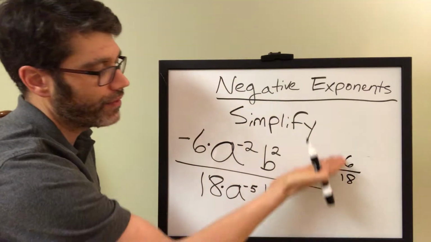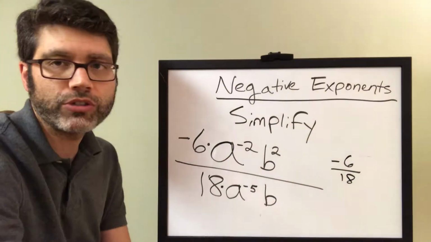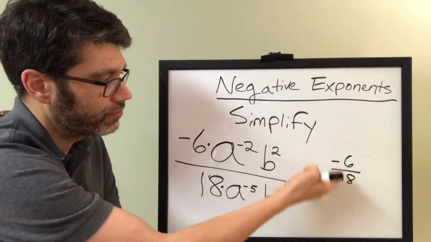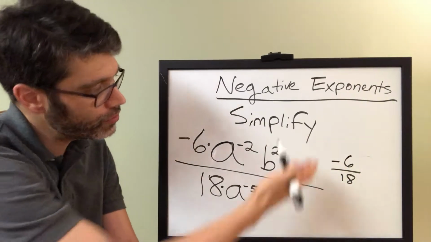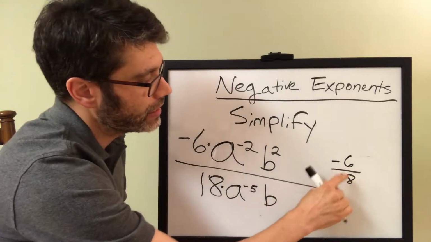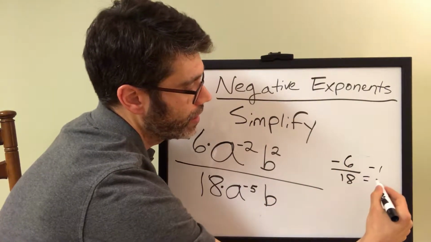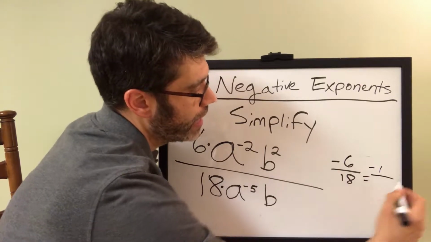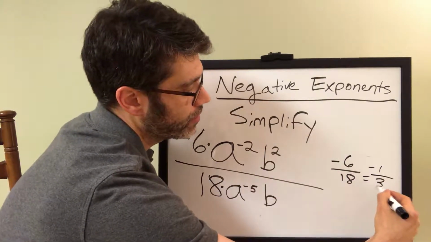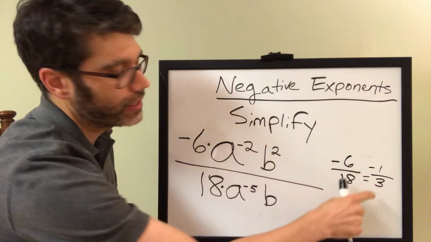It's just like if I gave you this problem, which you've had in many years past, of just reducing what that is. So what would this be reduced to? I see that 6 is a common factor. 6 goes into -6 one time. In this case, it's a -1. And then 6 goes into 18 3 times. So this all reduces down to -1/3.